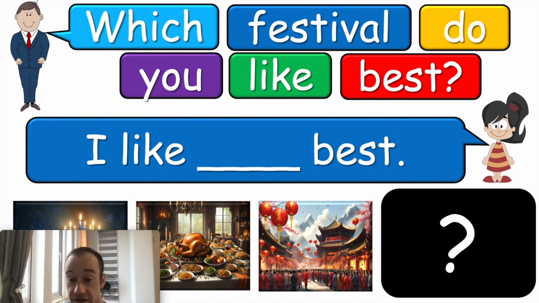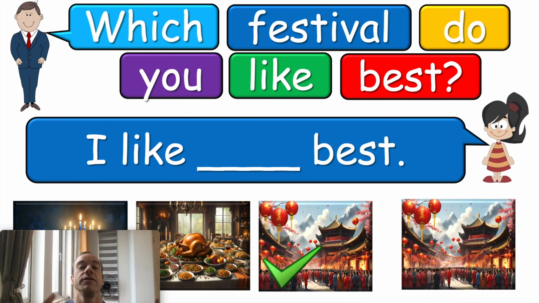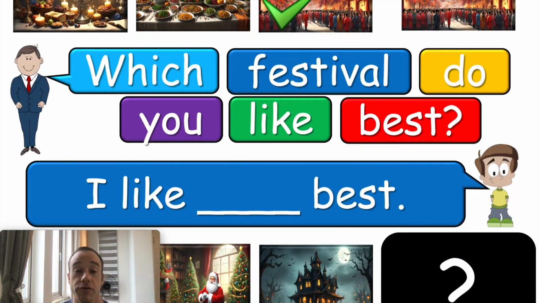And then you reveal the answer. Well, Chinese New Year is the winner. So whichever team or student said Chinese New Year, that student's team would get 3 points, 2 points, 5 points, whatever you want. Then those students sit down, and you do it again.